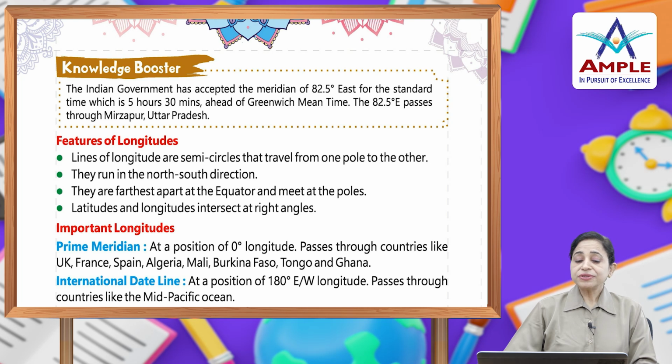Important longitudes. Prime meridian. At a position of 0 degree longitude, it passes through countries like UK, France, Spain, Algeria, Mali, Burkina Faso, Togo and Ghana. International date line. At a position of 180 degree east or west longitude, it passes through the mid-Pacific Ocean.